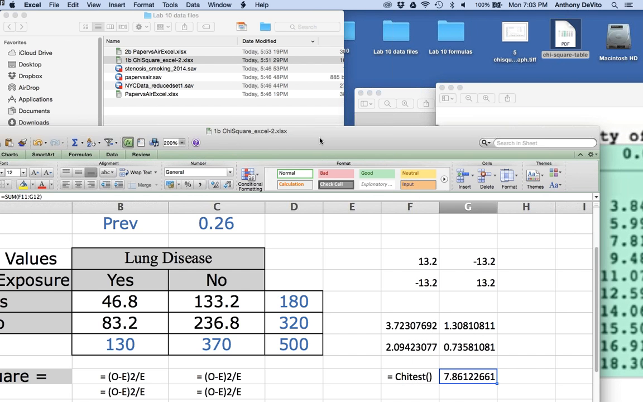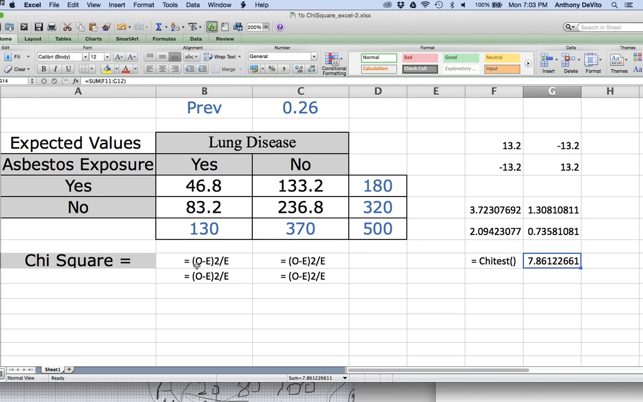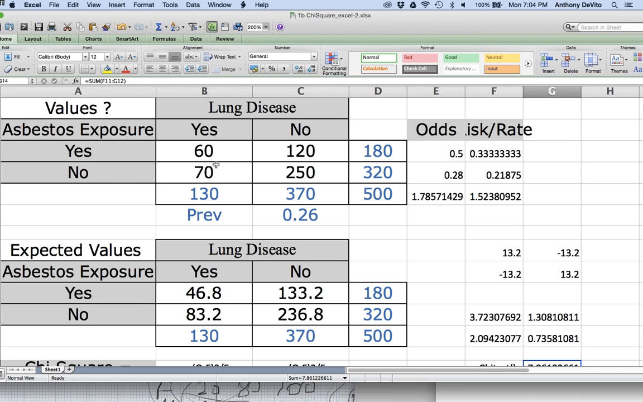In fact, the formula is right below it. I got the chi-square by taking each one of the cells, right? In other words, this is what I would have expected those cells to look like if people that were exposed to asbestos and people that were not were getting lung disease at the same rate. In other words, 26%.